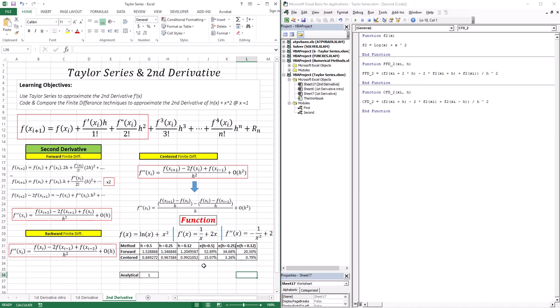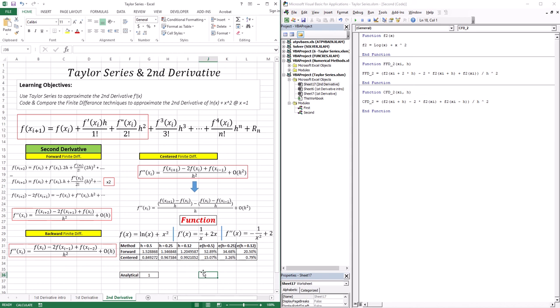So you can see two things here. One is as I'm reducing the step size for either the forward or the centered, my answer gets more accurate. But you can also see that the center completely outperformed the forward, because at 0.125 I have less than 1% error with the centered, and I still have over 20% error with the forward finite difference.